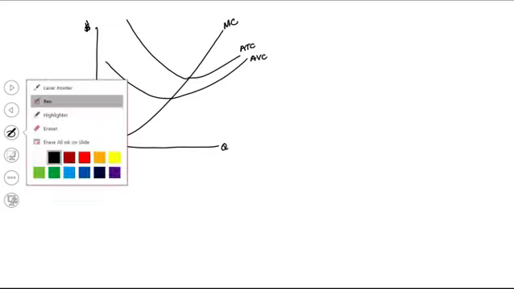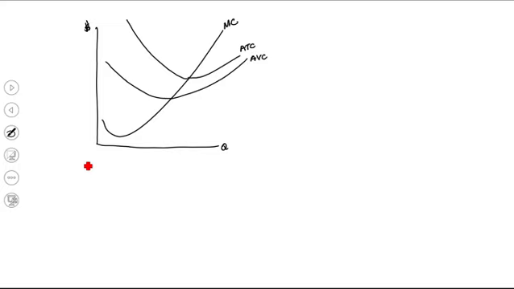So get your graph ready. And I'm going to just randomly pick an output level. Okay? I'm going to randomly pick an output level. Now, I'm not saying at this point that that's where the firm wants to be. We don't really know at this point, okay? So I'm not trying to say this is the optimal place to be. We're just going to take a look.